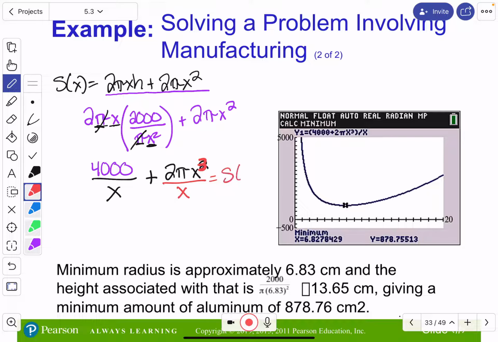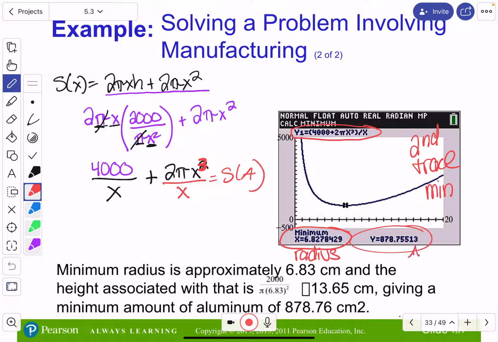So that's going to equal our surface area. So we can plug that in the calculator: 4,000 divided by x plus 2 pi r cubed divided by x. Or you can combine them. But you plug it in, and then you do your second trace minimum. And it gives you this as our minimum x value. So that's our radius, and that would be the minimum surface area.